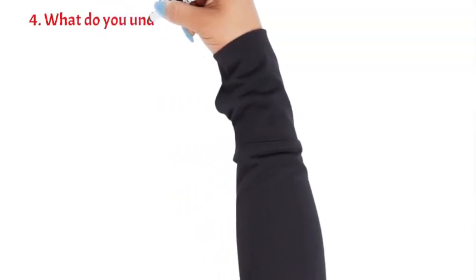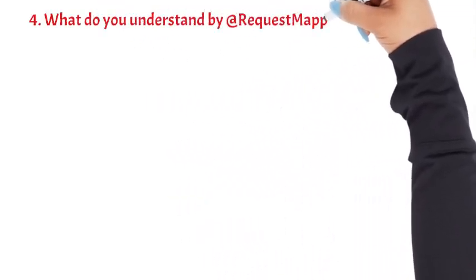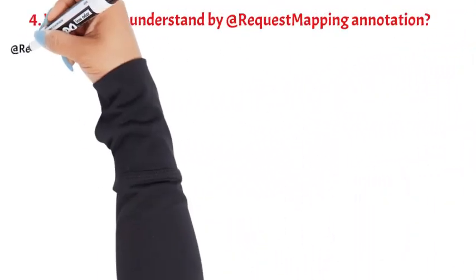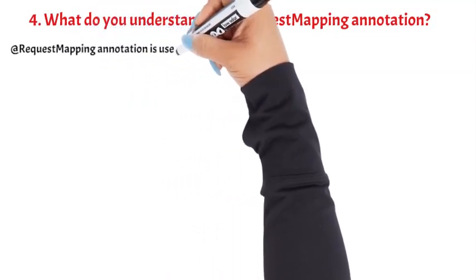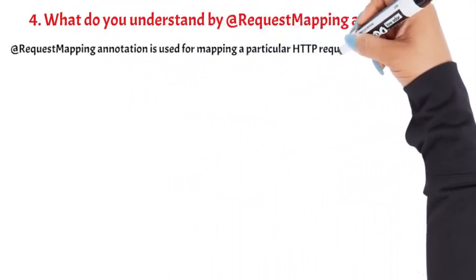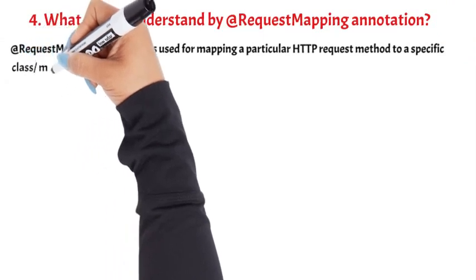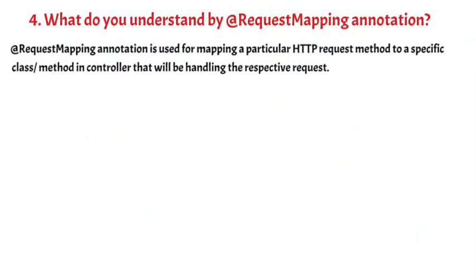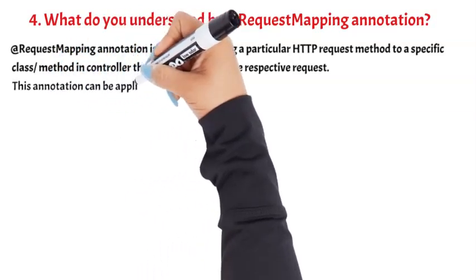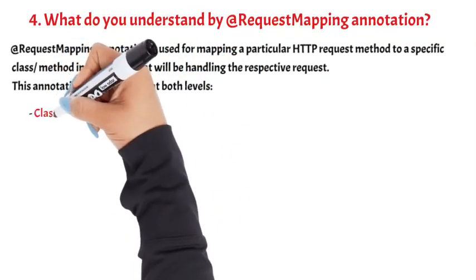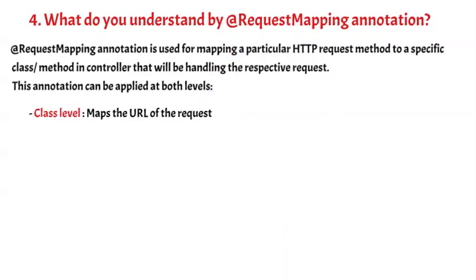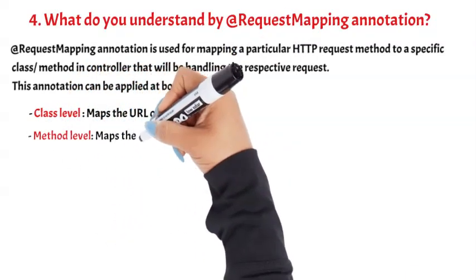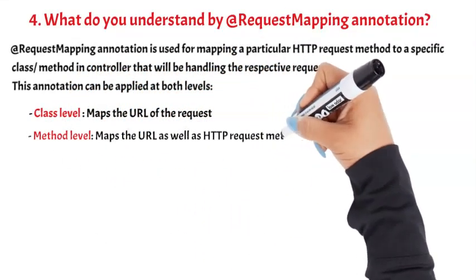4. What do you understand by request mapping annotation? Request mapping annotation is used for mapping a particular HTTP request method to a specific class/method in a controller that will be handling the respective request. This annotation can be applied at both levels. Class level maps the URL of the request. Method level maps the URL as well as the HTTP request method.